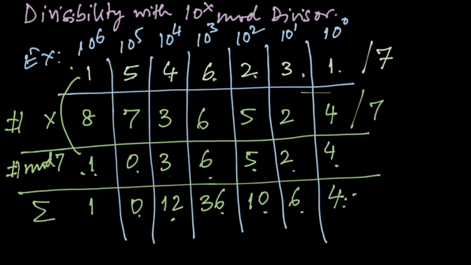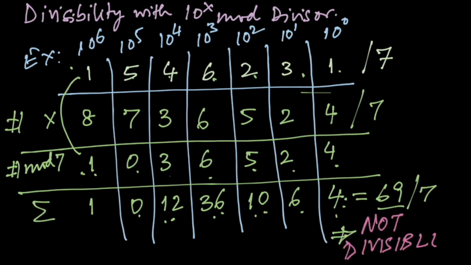Now we are going to add these numbers. So here we get 1 plus 0 plus 12 plus 36 plus 10 plus 6 plus 4. It is 69 by 7. So we can clearly see that 69 is not divisible by 7. So the original number is not divisible by 7. So 8736524 is not divisible by 7.